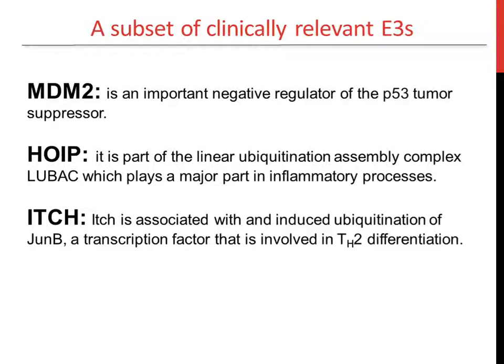And the third E3 ligase was ITCH, an E3 ligase associated with ubiquitination in Th2 responses and therefore also interesting for innate immunity and adaptive immunity. And what is really interesting is that all three of these E3 ligases represent all three families of E3 ligases that are there.